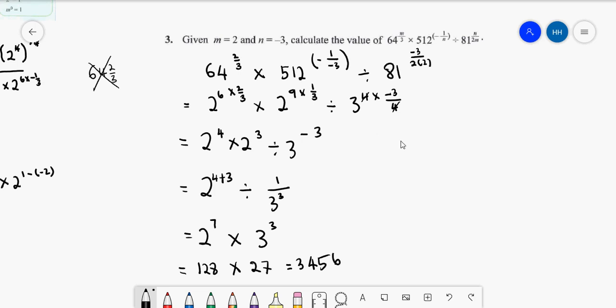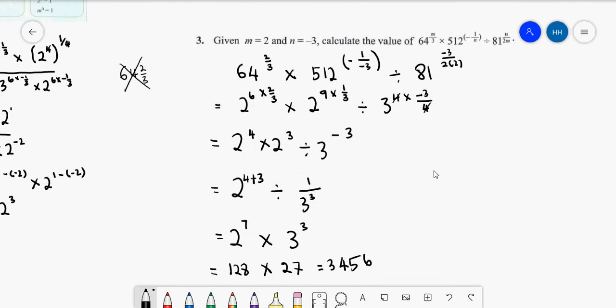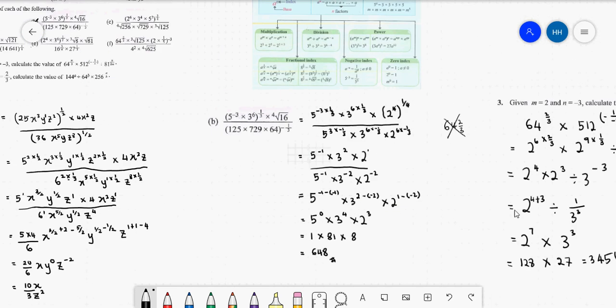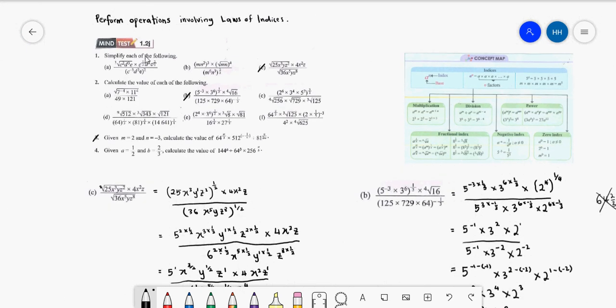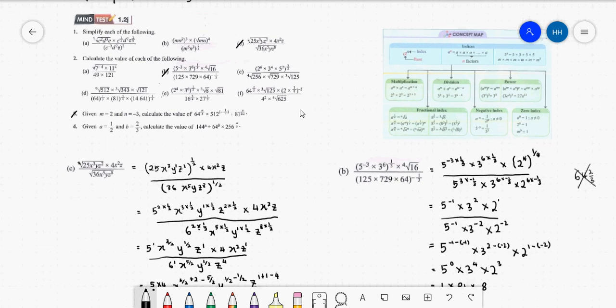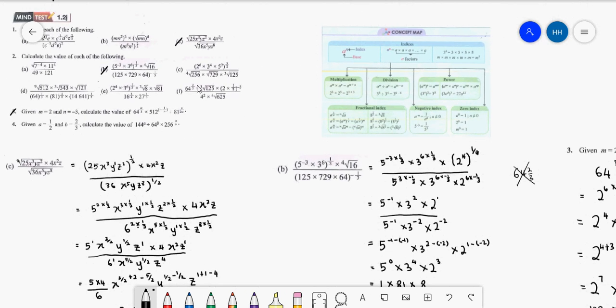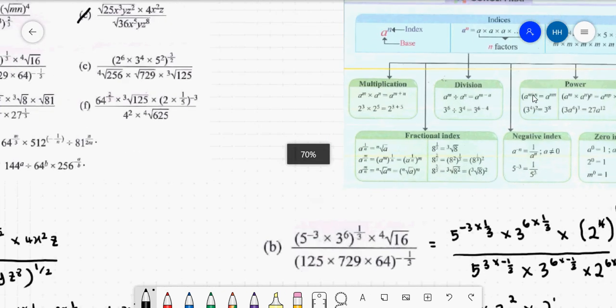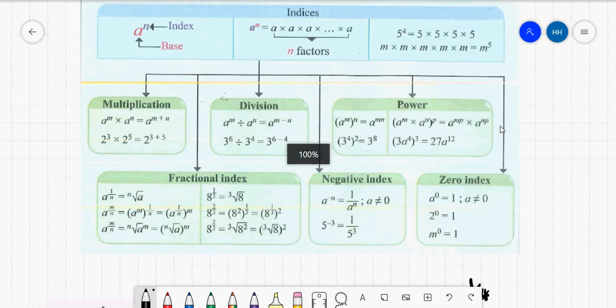So I discussed 3 questions from Mind Test 1.2G. I performed operations involving the laws of indices that we already learned.